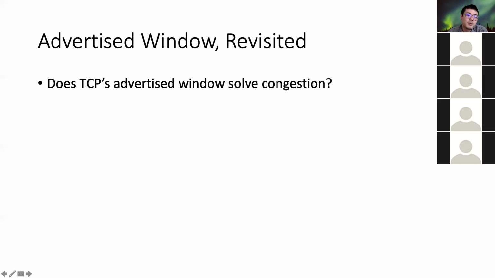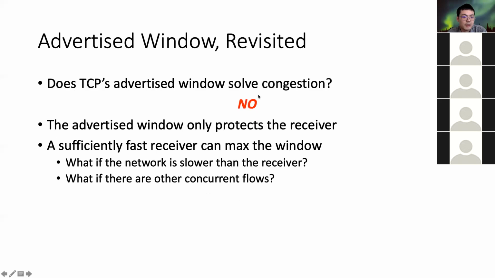So does TCP's advertised window solve congestion? The answer is no, because it just knows how fast the receiver can receive. Congestion really depends on other people using other streams. So the answer is really no. The advertised window only protects the receiver. A sufficiently fast receiver can advertise a very large window, but that window is not useful, because if you send really fast, some link in the middle of the route really cannot allow such a speed. Then you still have congestion at that particular link in the route. So there are potentially concurrent flows.